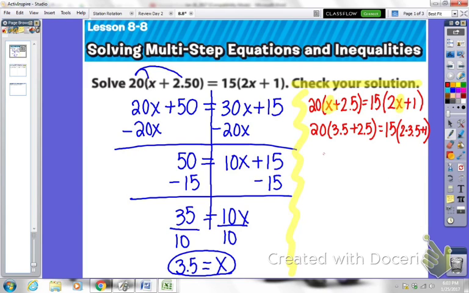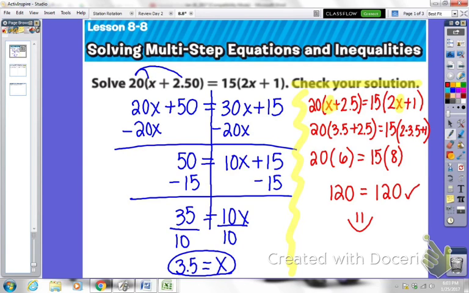Okay, so on the left side, order of operations, you do parentheses first. So 3.5 and 2.5, that makes 6. 20 times 6 is 120. On the right side, you have 15 in parentheses. 2 times 3.5 is 7. Add 1 and you get 8, and 8 times 15 is also 120. So our answer checks.